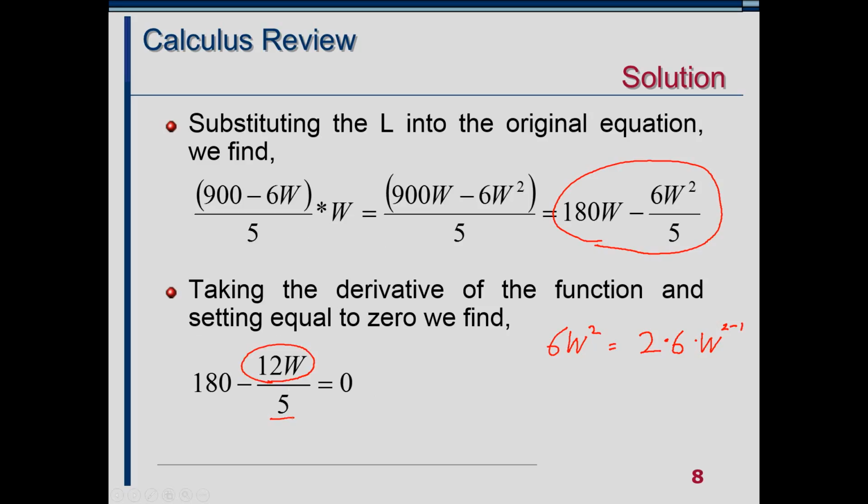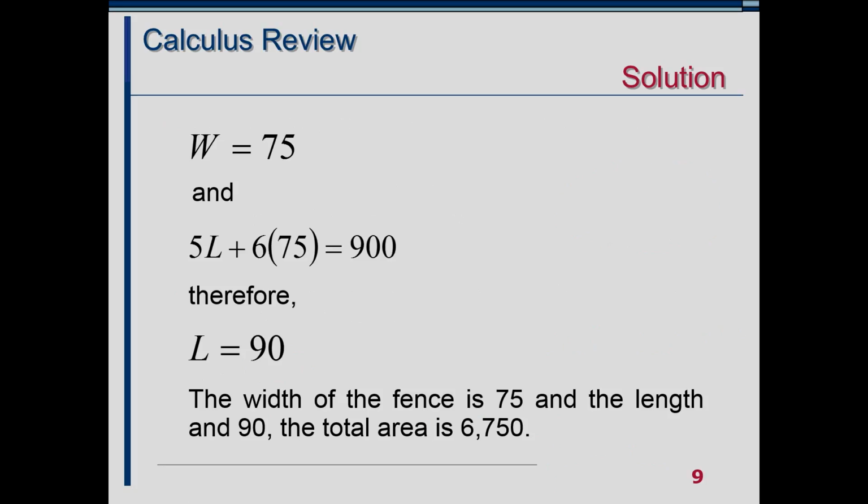We leave this 5 here because it's a constant, and when we actually set this equal to 0, we would have 12w over 5 is equal to 180. Okay, so then we would have 12w is equal to what? 5 times 180 is 900. Is that right? Yeah, divide out by 12, and w is equal to 75. Okay? So that's where that 75 comes from.